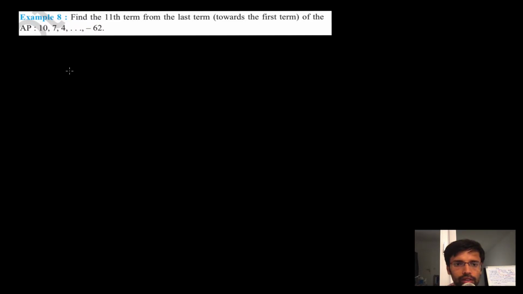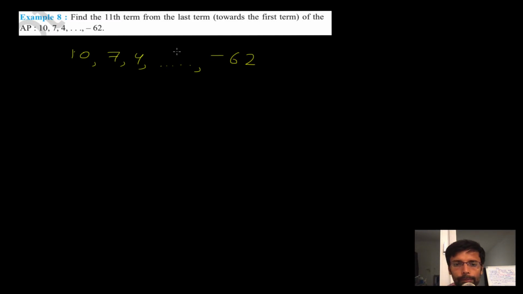Okay, so let us start with the first one. It says find the 11th term from the last term towards the first term of the AP. So we have been given an AP 10, 7, 4, and so on up to minus 62. So we need to find the 11th term from the last term. So we need to start counting from the last or towards the end side.